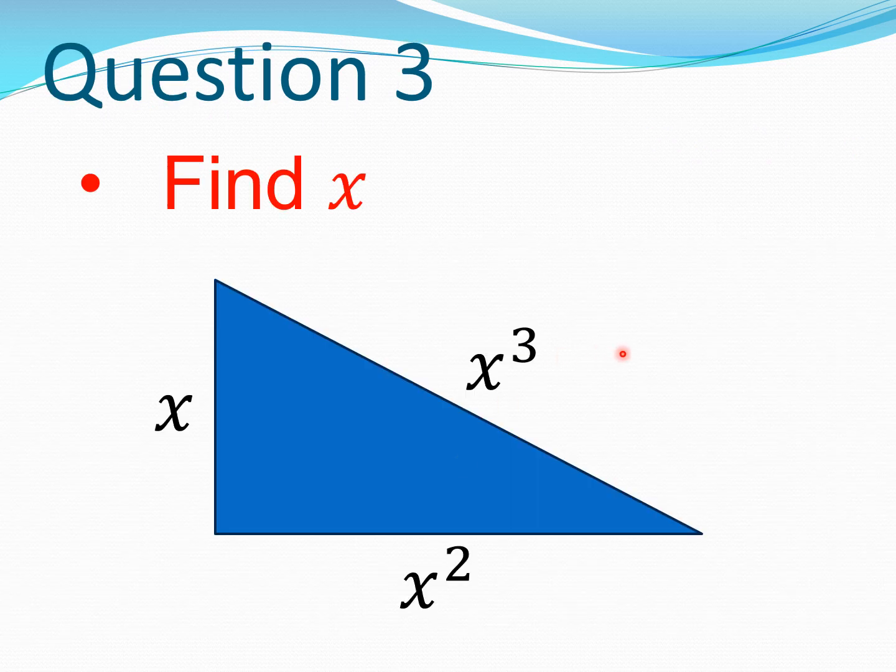Now let's come to question number 3, which is you are given a right angle triangle and the sides of this triangle are x, x square and x cube, and you are told to find x. So this is somewhat of a hard problem that it mixes aspects of geometry with algebra. So let's try to get into this.